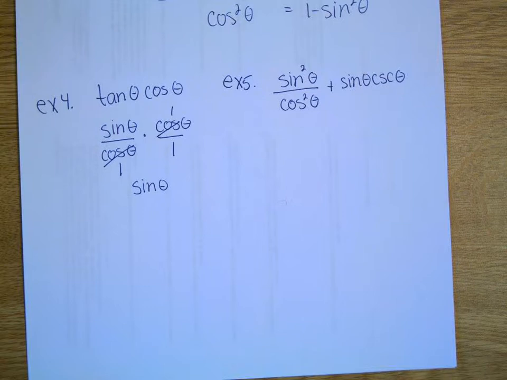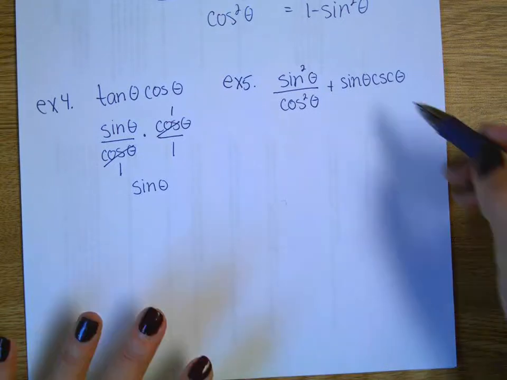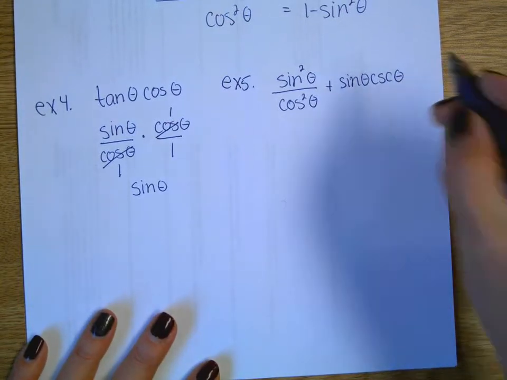So, who wants to start us off? Rachel. That was good. That was really good. Okay. So you said change this cosecant to 1 over sine. I will do that.